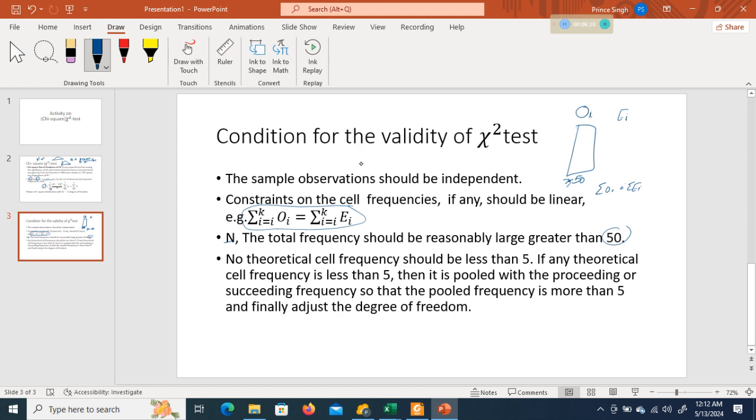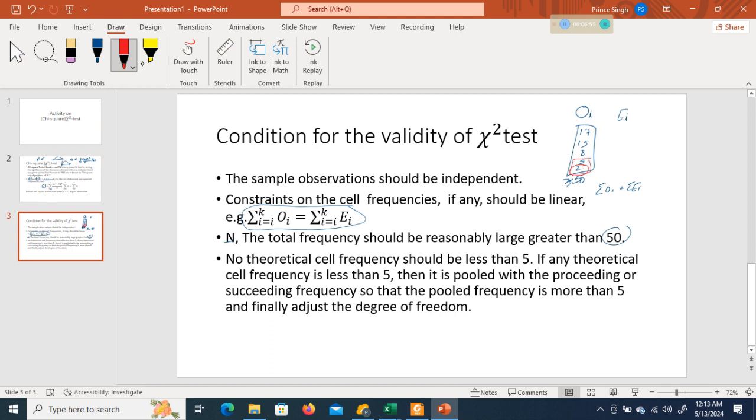Another condition is that no theoretical cell frequency should be less than 5. For example, we have observed frequencies 17, 15, 8, 5, 2, like this. In that case the condition is that none of the cell frequencies should be less than 5. If any cell frequency is less than 5, then because the chi-square distribution is a continuous distribution, a value less than 5 will break the continuity. So in that case what can we do? We merge, we pool these frequencies so that no cell frequency is less than 5.